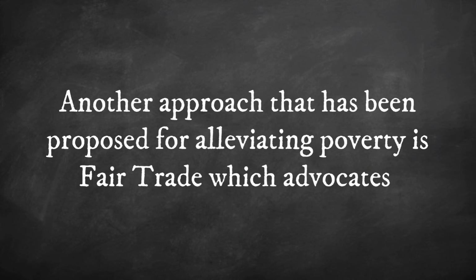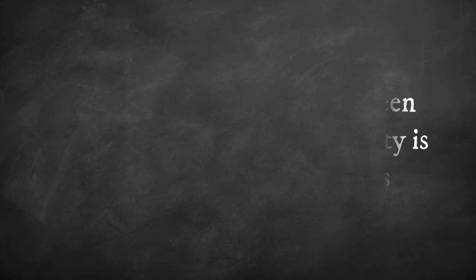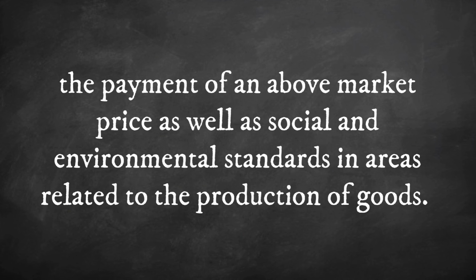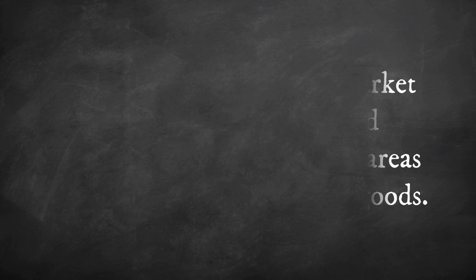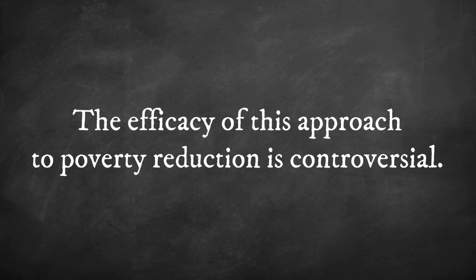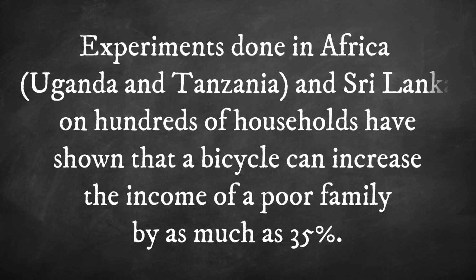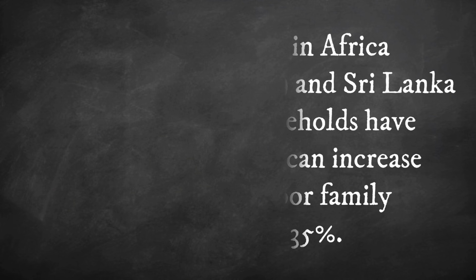Another approach that has been proposed for alleviating poverty is fair trade, which advocates the payment of an above-market price as well as social and environmental standards in areas related to the production of goods. The efficacy of this approach to poverty reduction is controversial. Experiments done in Africa, Uganda, Tanzania, and Sri Lanka on hundreds of households have shown that a bicycle increased the income of a poor family by as much as 35%.